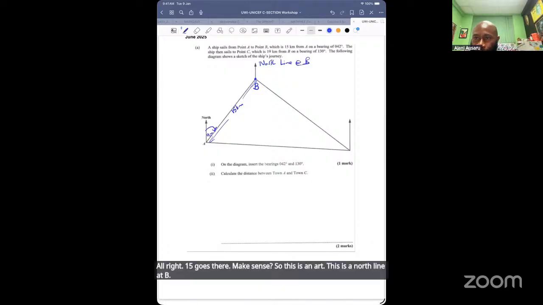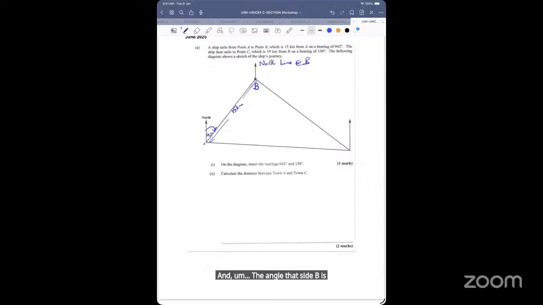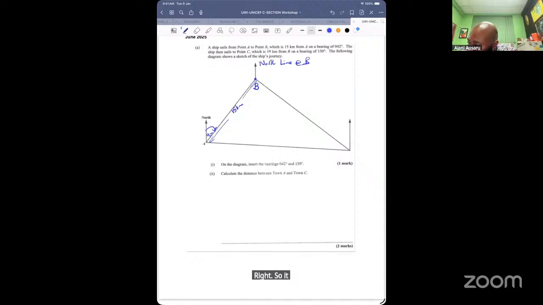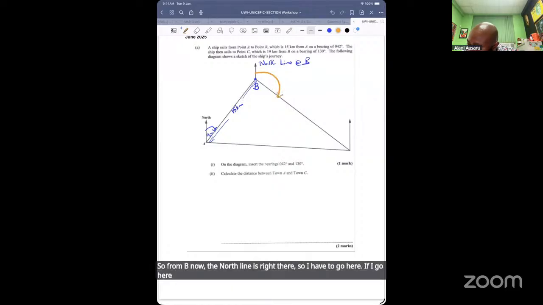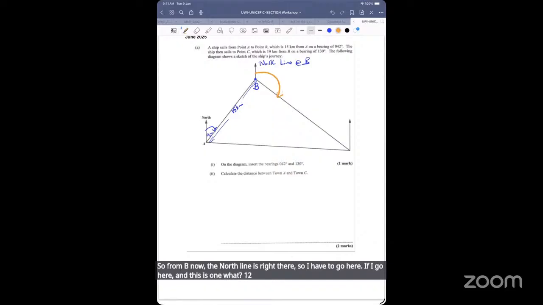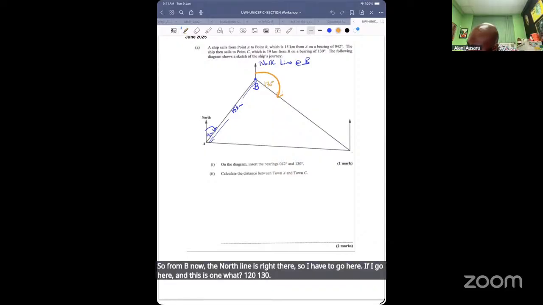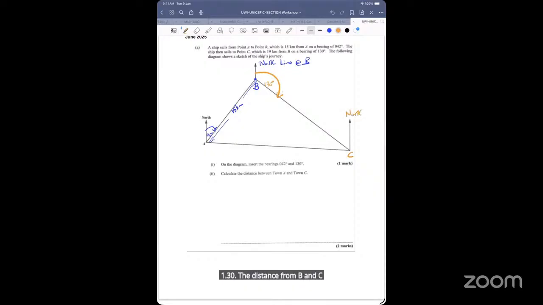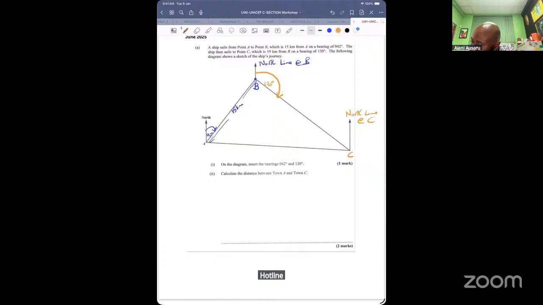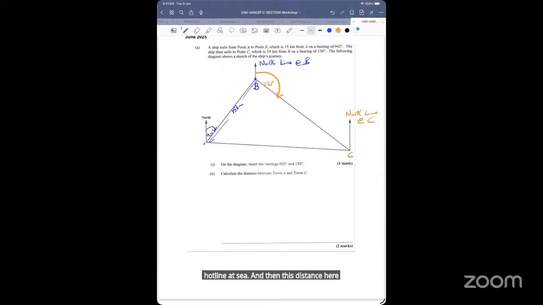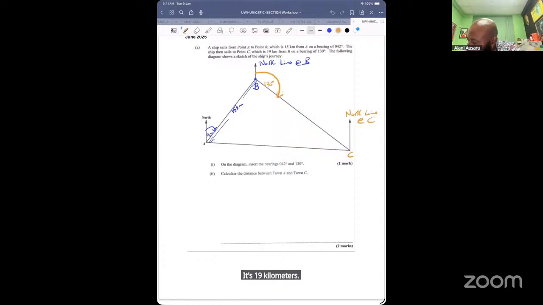And then the angle at B is 130. So let me change color here. From B now, the north line is right there, so I have to go here. This is 130, which means this is C. The distance from B to C is 19 kilometers. So this is 19 km. Right away, that is what they're asking us for.